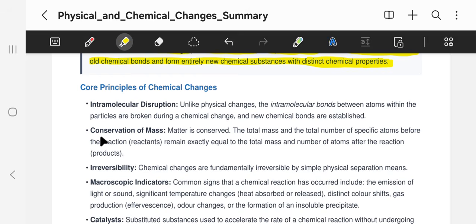All right. Then another principle is the conservation of mass. This one is another crucial one, but I will do a video on this one. It's not for this lesson. But the conservation of mass is whereby matter is conserved and the total mass and the total number of specific atoms there before the reaction, which are the reactants, remain exactly equal to the total mass and number of atoms after the reaction, which are the products.